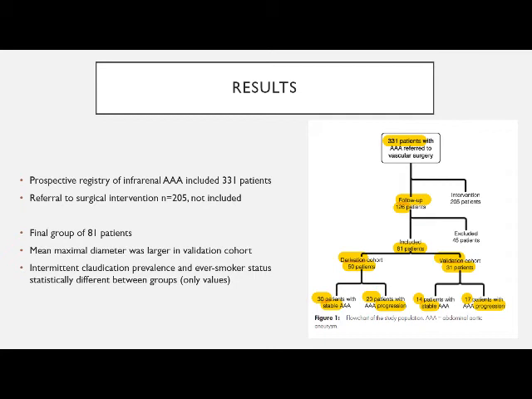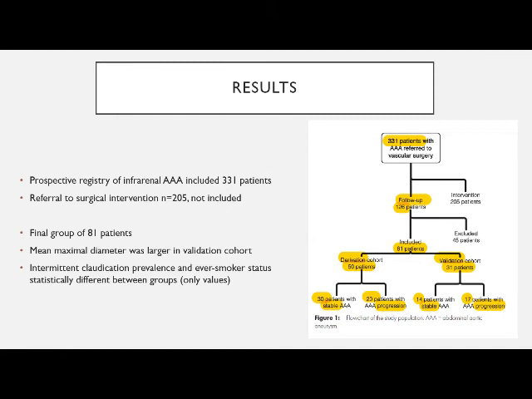They were, well, 205 of them were initially referred to surgical intervention quite immediately, so they were not included. After all of the different factors that I mentioned that led patients to be excluded, we were left with 81 patients finally. So some interesting things to keep in mind was that the mean and maximal diameter was larger in the validation cohort. That's just something interesting to keep in mind.